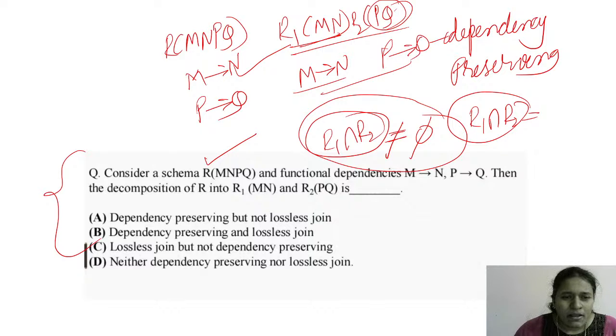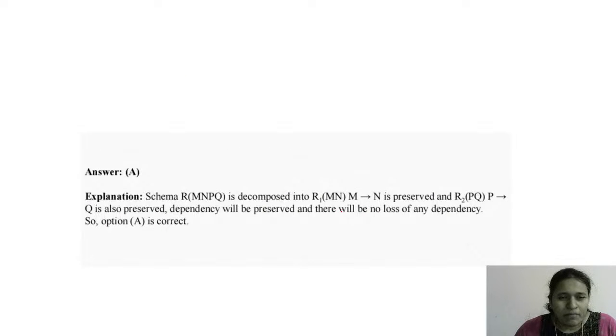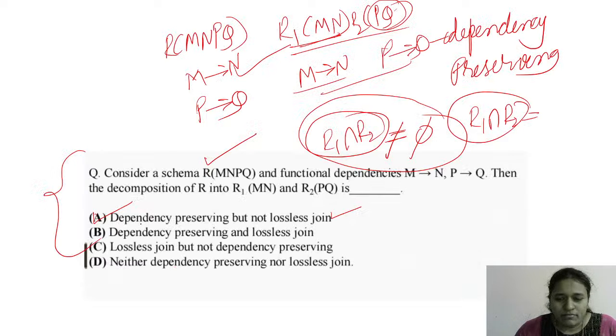Okay, friends. Here, what is the answer now? It is dependency preserving but not lossless join. Not lossless. Okay, not lossless. This is the right answer. Yeah, A is the right answer for this question.